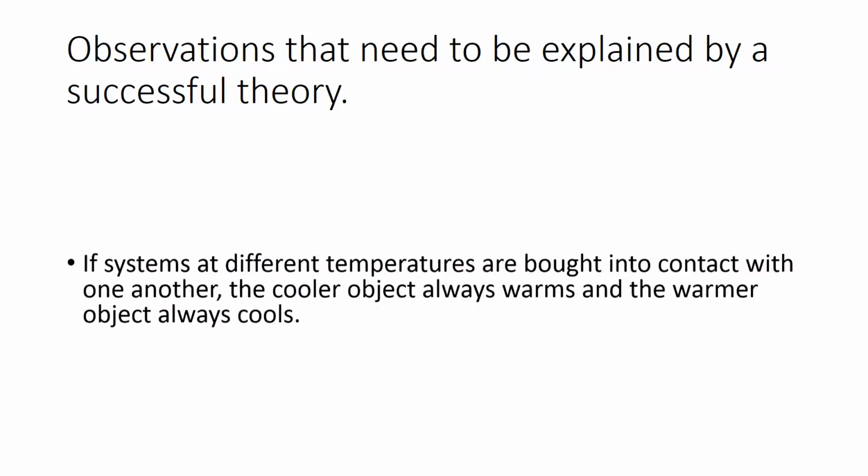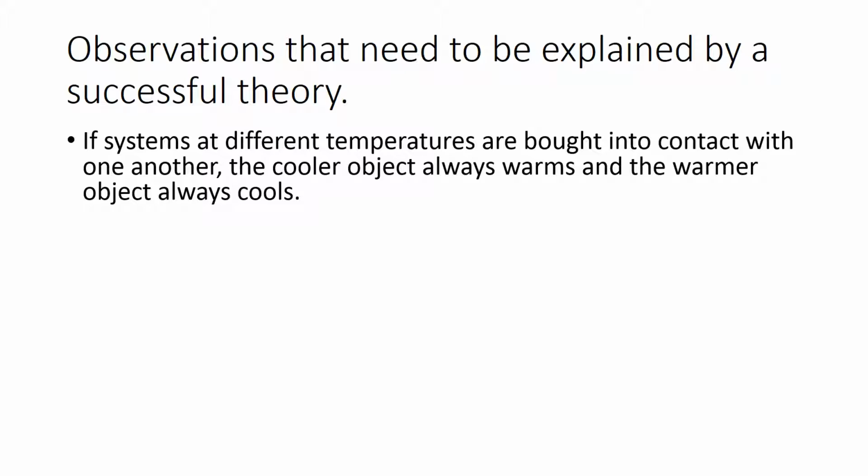The first thing that we're going to do is look at a reminder of some of the observations that need to be explained by a successful theory of heat and thermodynamics. The first of these is that systems at different temperatures always transfer heat from the warmer object to the cooler object and never in the other direction.